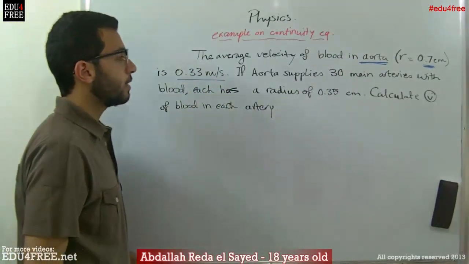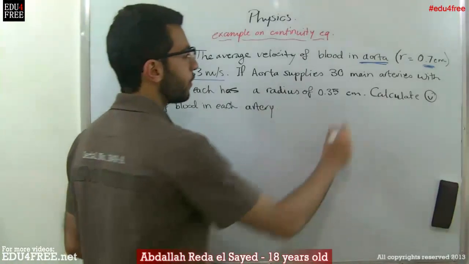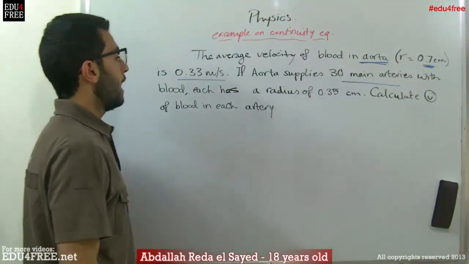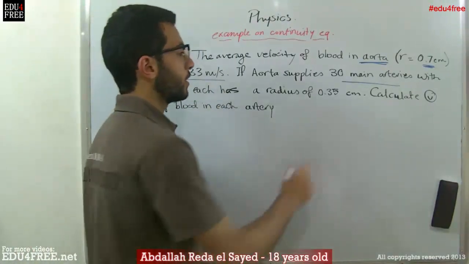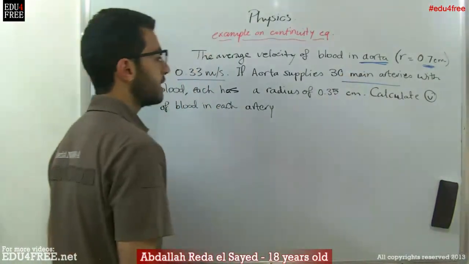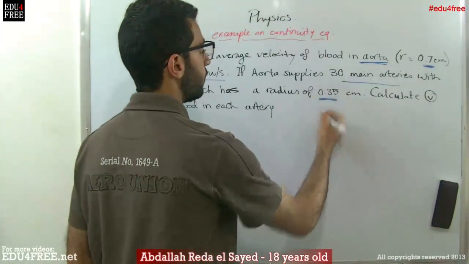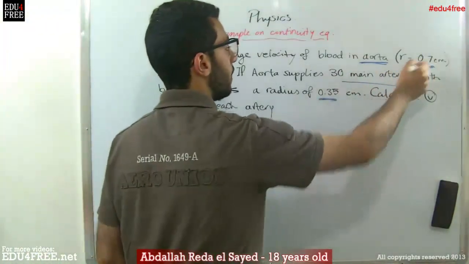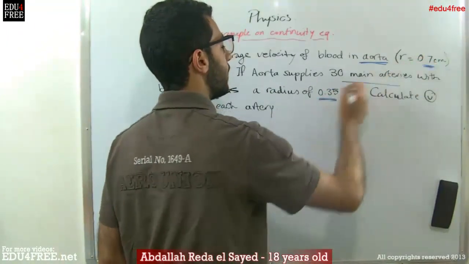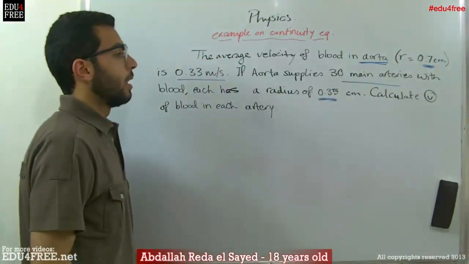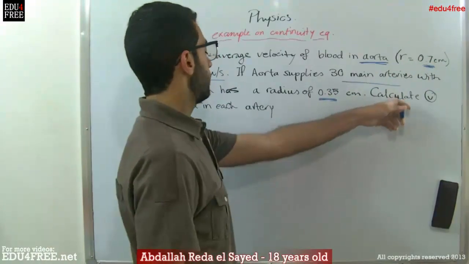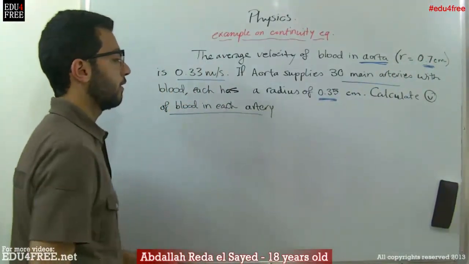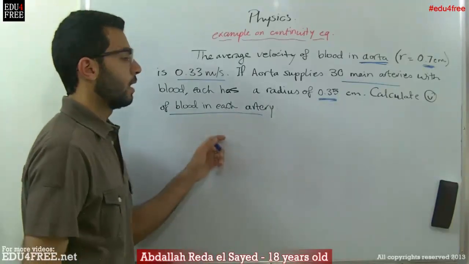And then this aorta extends into 30 main arteries. Accordingly, it supplies them with blood. And the radius of each artery of these 30 main arteries is 0.35 centimeters. So it's half the radius of the aorta. Then we need to calculate the velocity of blood in each artery.